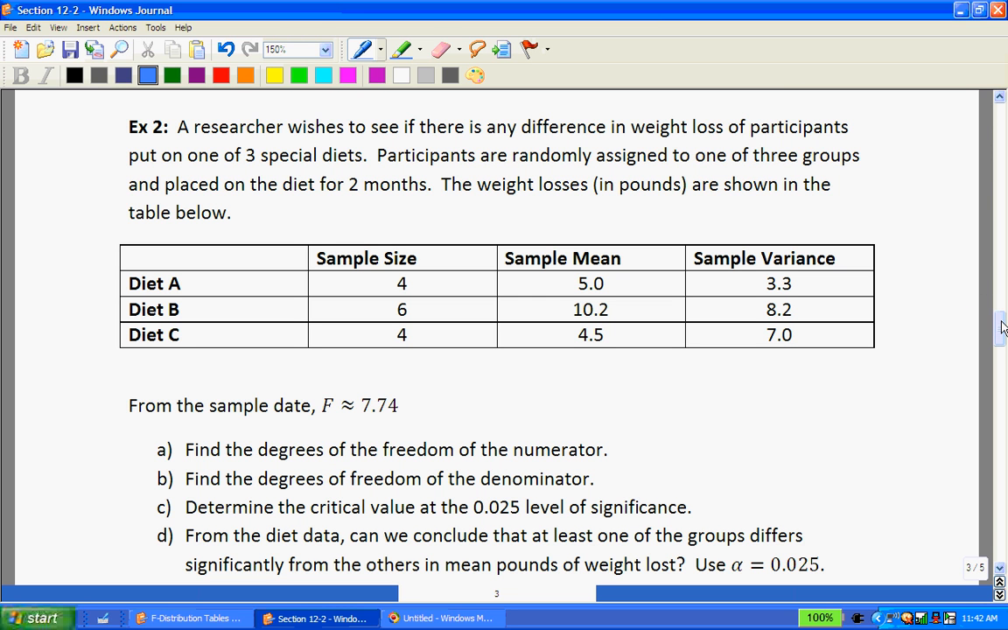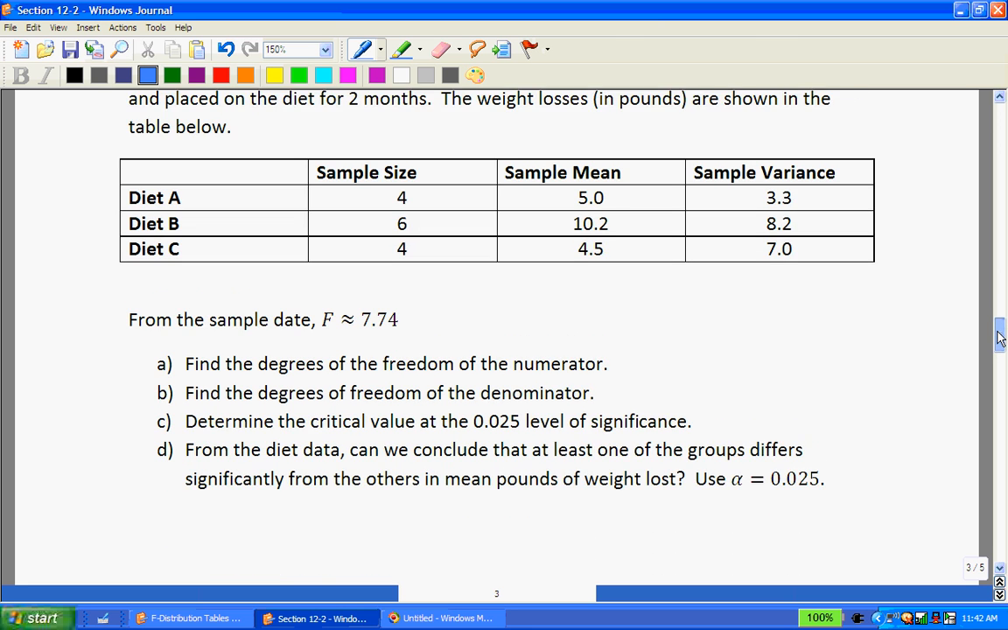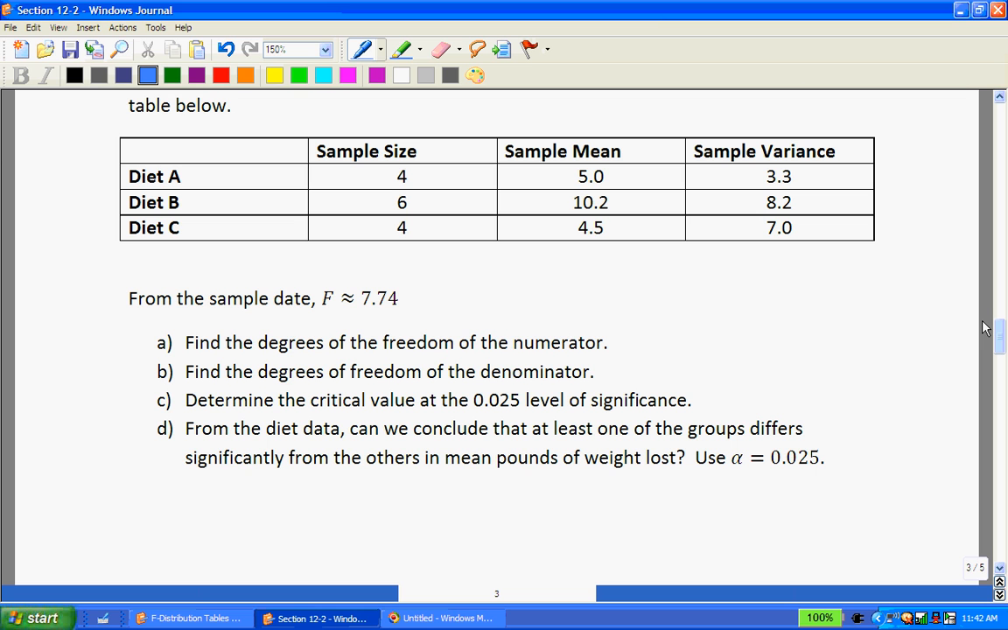Okay, from that data, we are being given the F value of approximately 7.74, and we have a few things to do here. So A, find the degrees of freedom of the numerator. Well, remember the numerator comes from between the means. So this one is asking how many categories there are, but for degrees of freedom, it's 1 minus that. So K is 3, but for degrees of freedom, we say 3 minus 1, so we have 2.